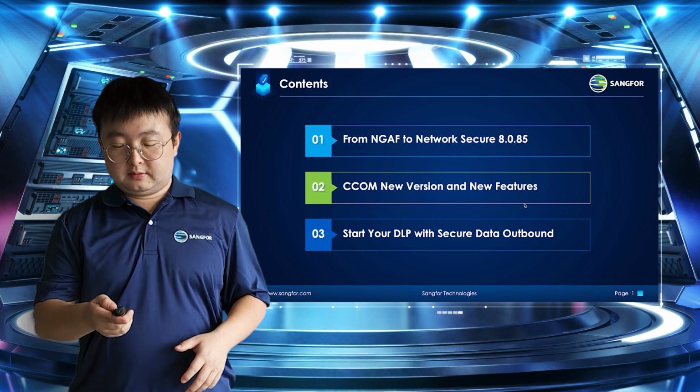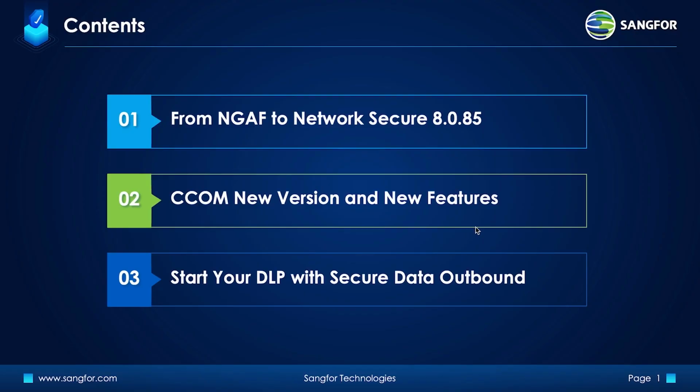And let me start. As you can see, this slide is divided into three different parts. The first part, we are evolving our NGAF to Network Secure 8.0.85, and we want to use this new version to help you improve your cyber security capabilities and expand into more security markets. The second part is the new version and new features of our Cyber Command. The third part, we want to introduce the DLP strategy and our DLP architecture for you. Okay, let me start.